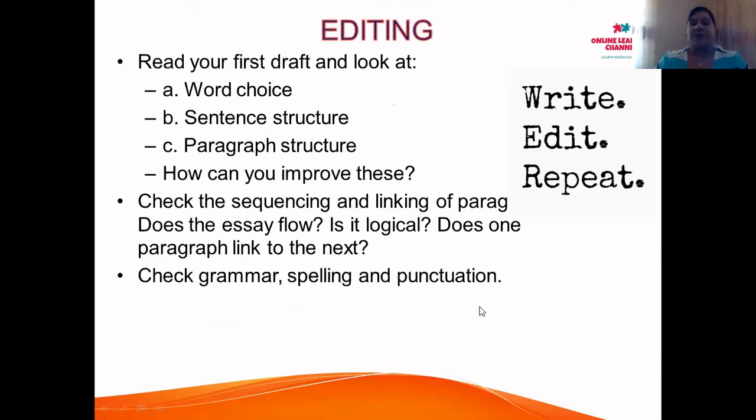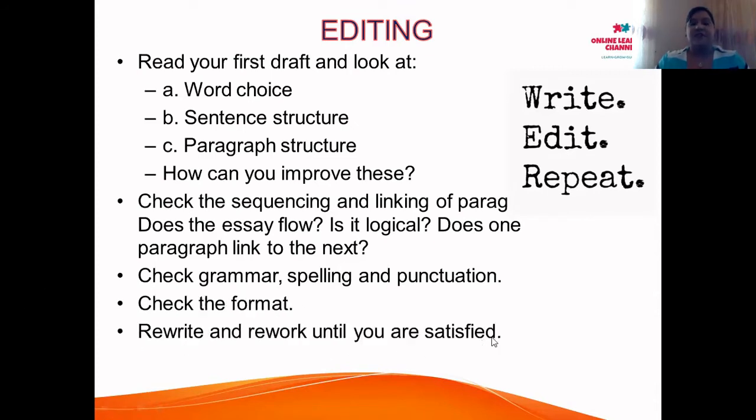Check grammar, spelling, and punctuation. And I cannot repeat this enough, because most learners tend to forget about spelling and punctuation and grammar. They are in such a hurry to just write their draft and get it over with and then write their final. But in your editing process is where the magic happens. Check the format. Rewrite and rework until you are satisfied, and keep to your word count, because we don't want to read 5 pages of an essay that's only 2 pages long, because then you are not actually keeping to the topic.